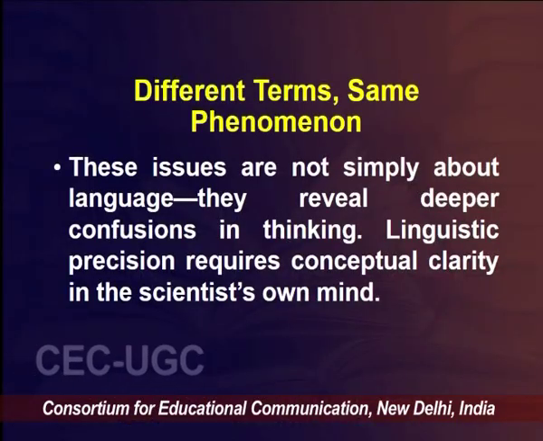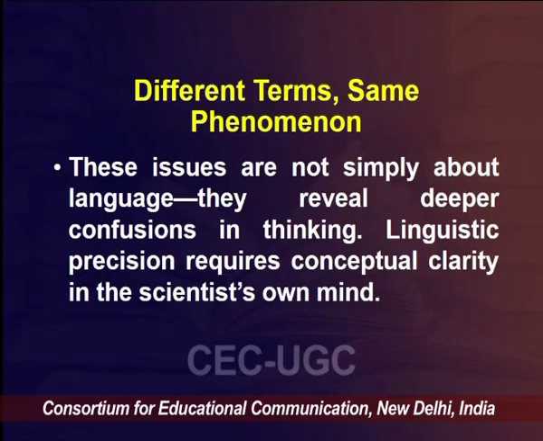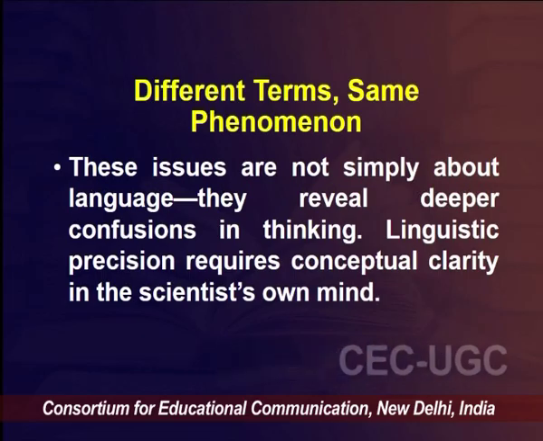These overlap substantially in meaning, often pointing to similar social distinctions but framed through different theoretical lenses. These issues are not simply about language. They reveal deeper confusion in thinking. Linguistic precision requires conceptual clarity in the scientist's own mind.